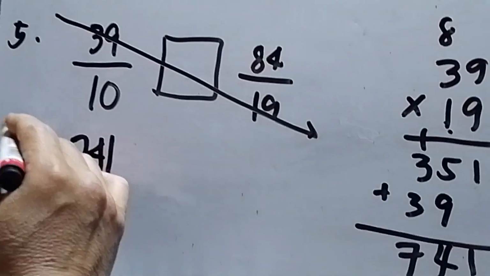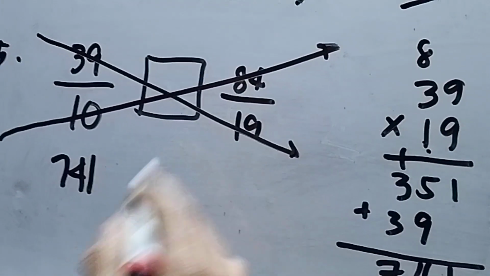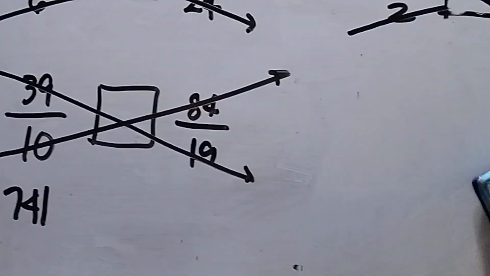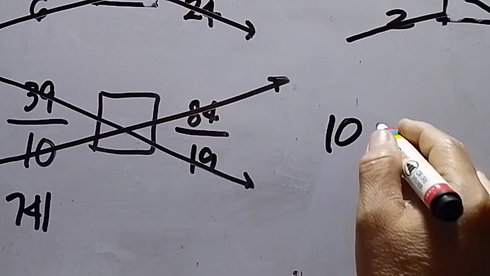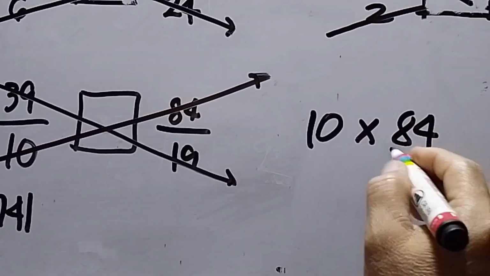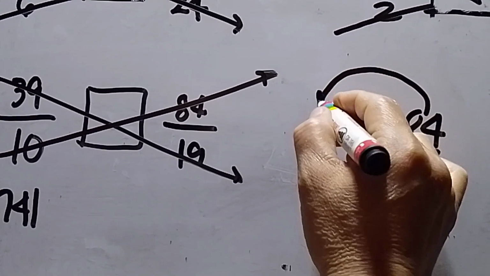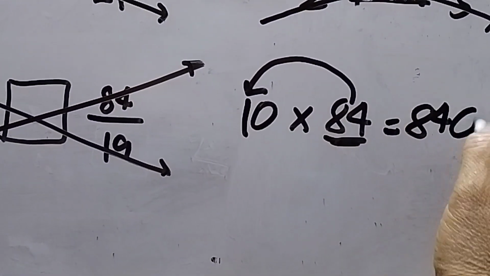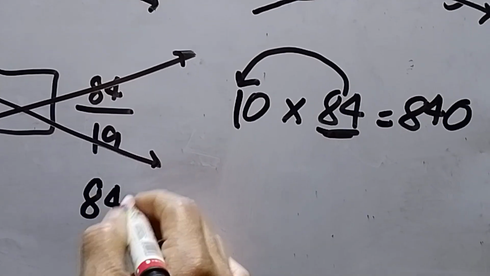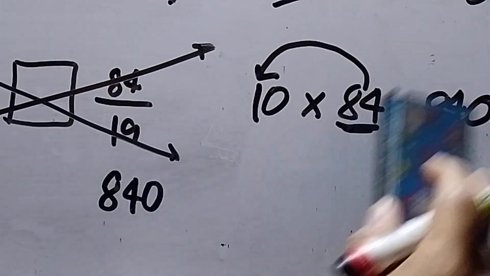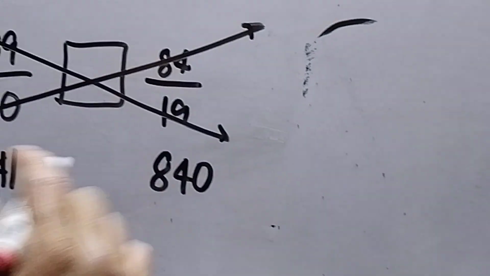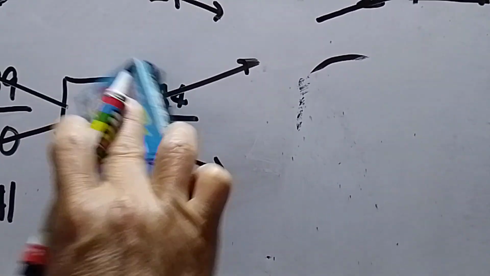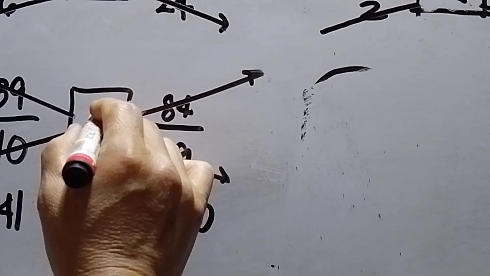How about going up? So 10 times 84. Okay? So this 84 will be multiplied to 1. So this will be 84. And then just copy the 0. So you have 840. So which is greater? 840 or 741? So this is greater. So for number 5, the symbol that I will use is less than.